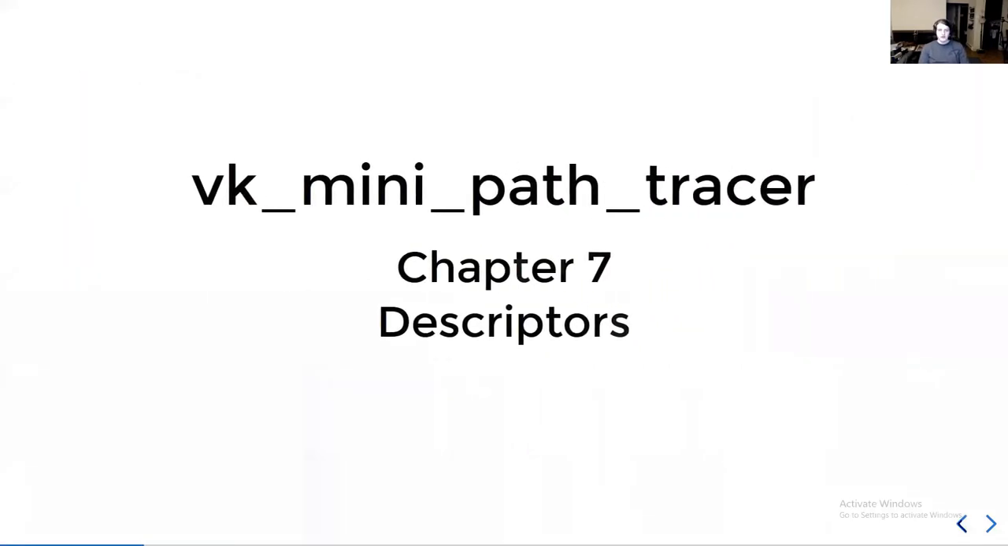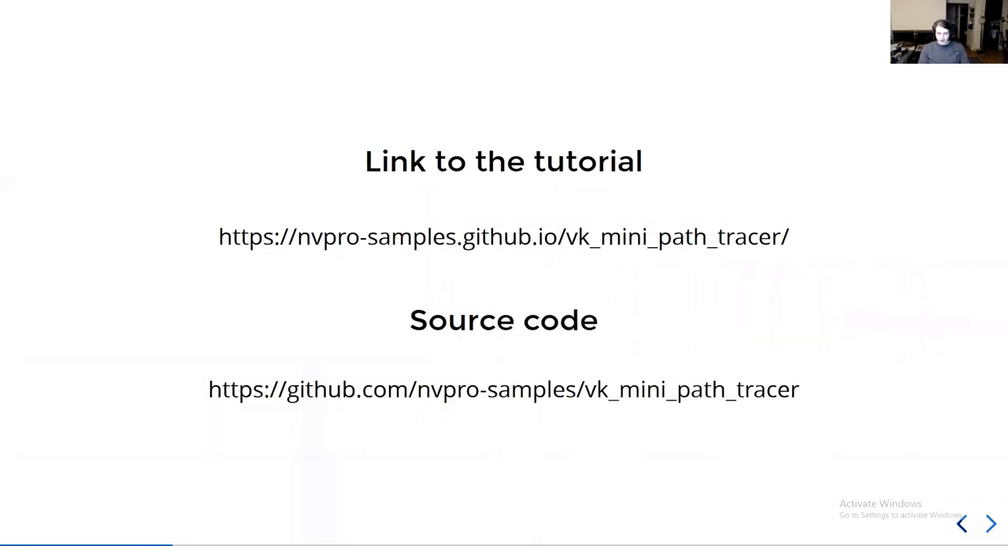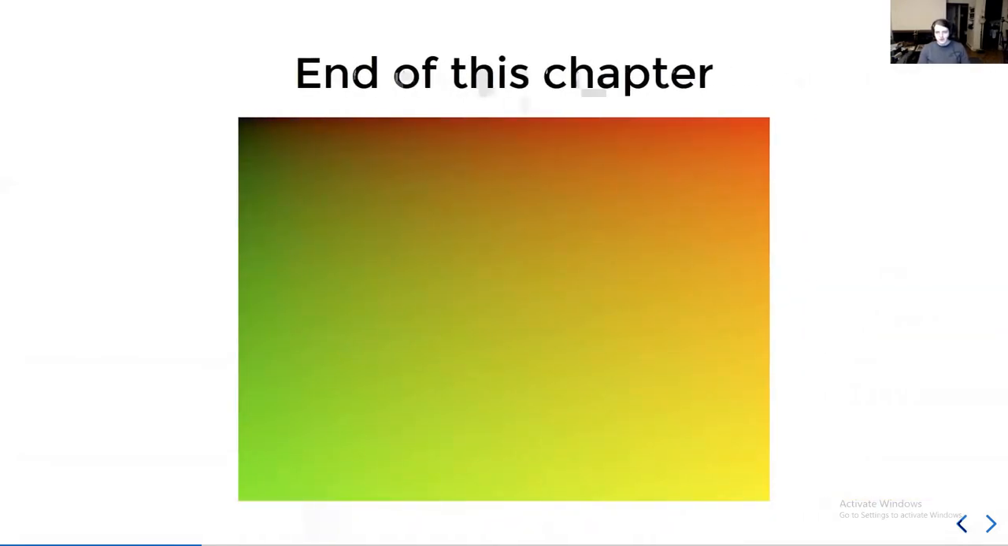This week we're covering Chapter 7 of the VK Mini Path Tracer. We're going to be talking about descriptors and only descriptors. Links to the tutorial and the source code. So by the end of the chapter, we're going to have this pretty picture in front of us. And that's going to be all we're going to have, but you'll see how much stuff it takes to get there.